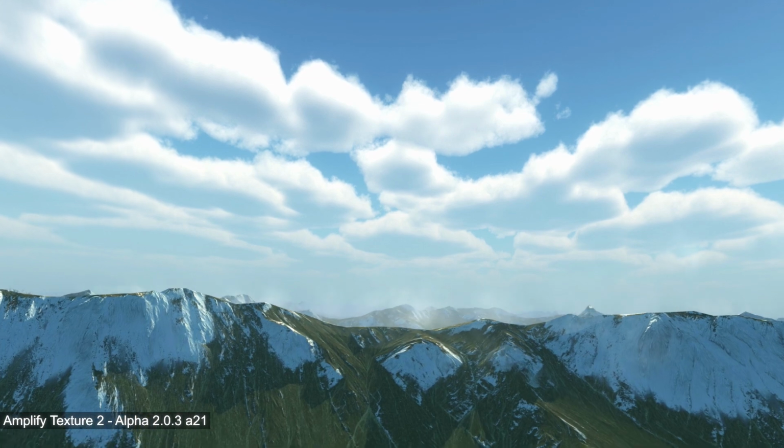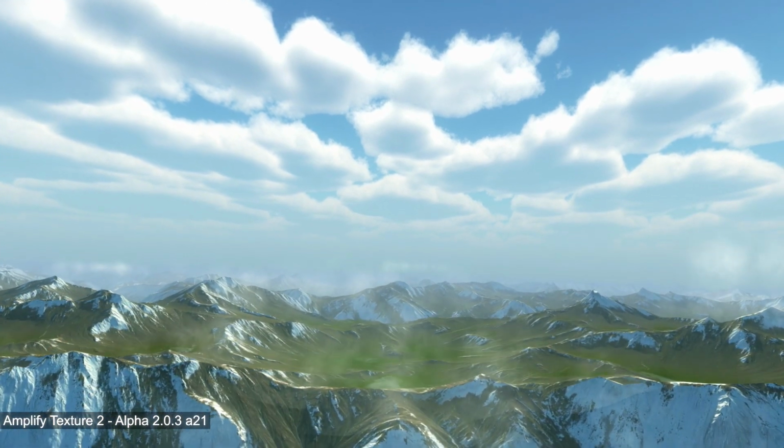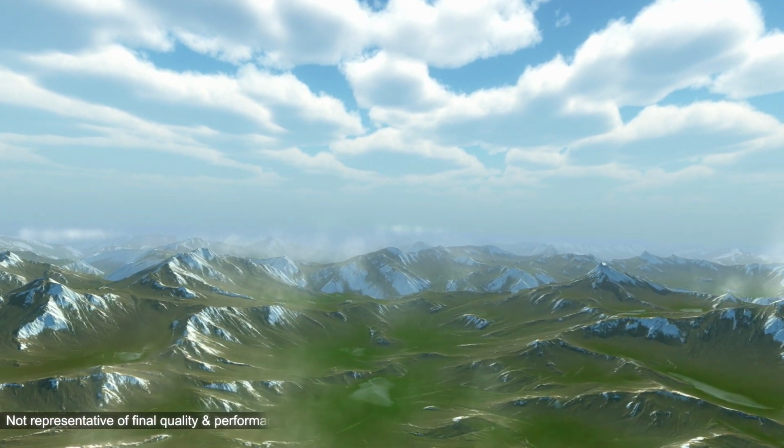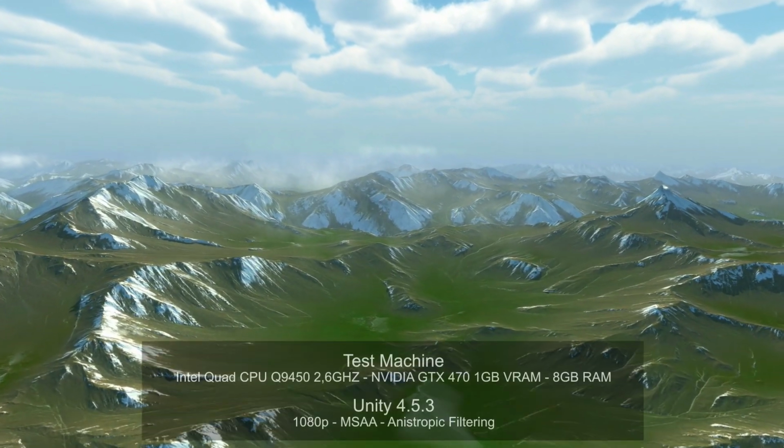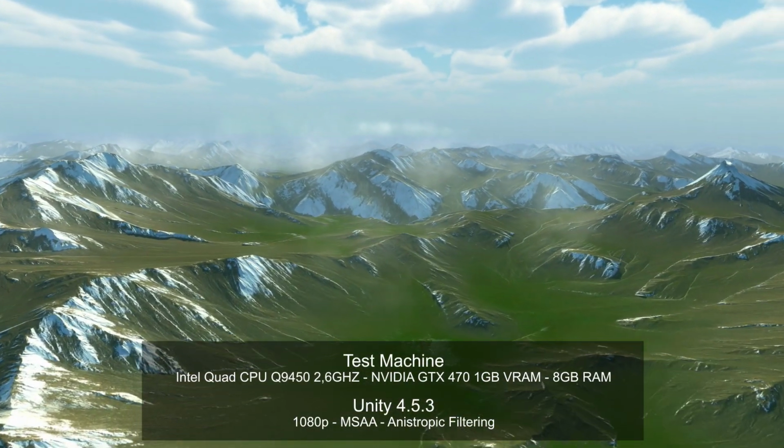Hello everyone, in this example video we will compare a standard scene with an amplified scene, discuss some of the benefits gained by using Amplify Texture 2, and we will also look into specific performance and compression stats.